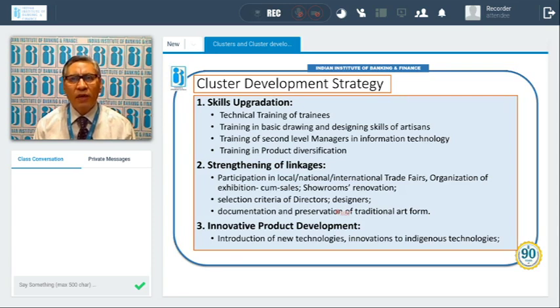Then strengthening of linkages: participation in local, national, international trade fairs, organization of exhibition cum sales, showrooms, renovations, selection criteria of directors, designers, documentation and preservation of traditional art form. So these are the linkages, very important.